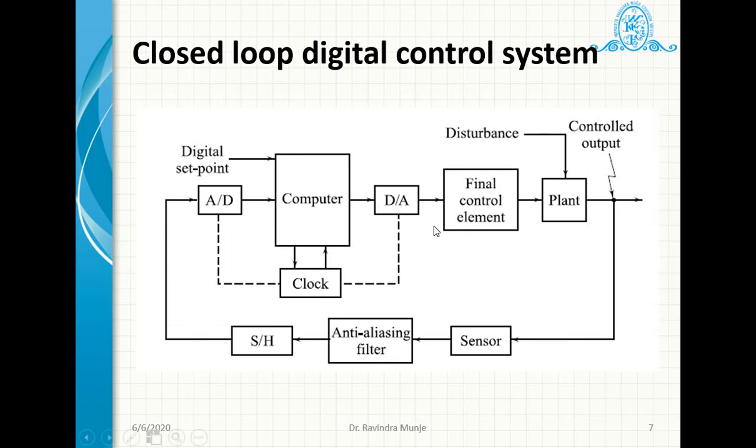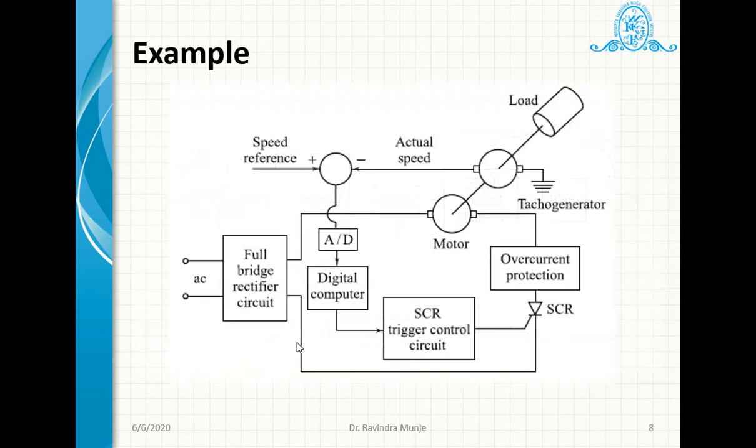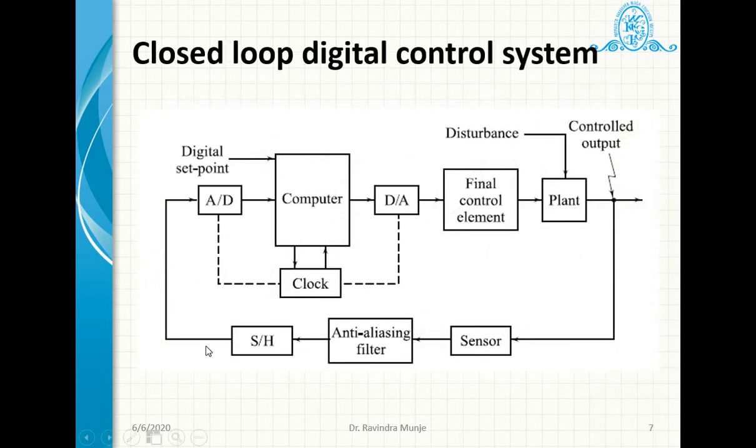These are analyzed using the same analytical tool. Then the sensor is going to sense the control output. Then there is an anti-aliasing filter. Here, the anti-aliasing filter has to perform the function of reducing the noise in the output signal, and then it is given to the sample and hold circuit, right? This sample and hold circuit will sample the analog signal and send it to the analog to digital converter. So this is the complete digital control system.